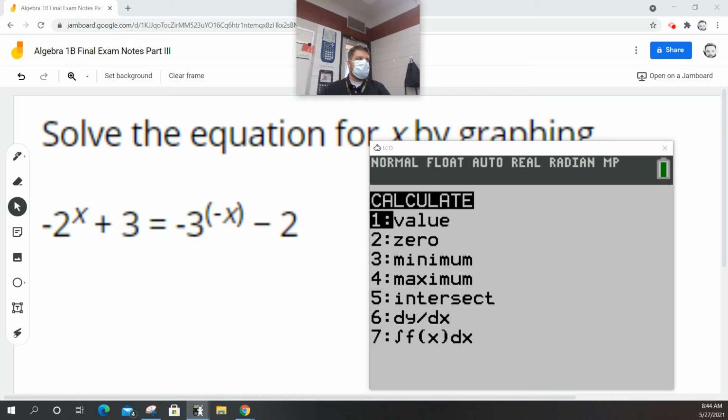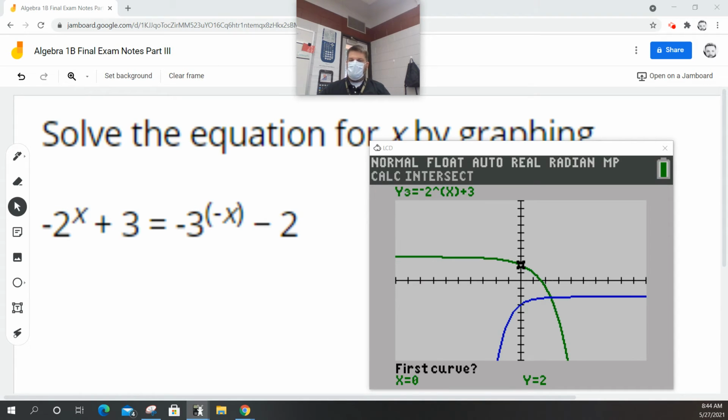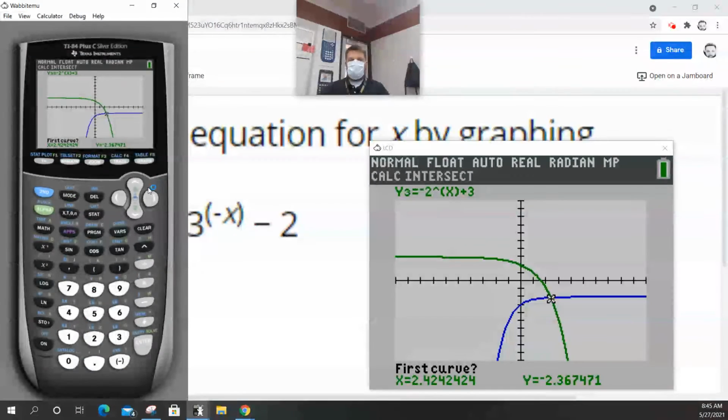So we're going to go into the calculate menu and go to intersect. Okay. And what I'm going to do is get this as close to where I need to be. And let me explain this to you. I've explained it a couple times, but it doesn't hurt to go over it again. This is the first function, negative 2 raised to the x plus 3. Notice down here it says first curve. And I'm using the arrow keys, the cursors, to get that as close as I can to where it intersects. So this is about as close as it can be.